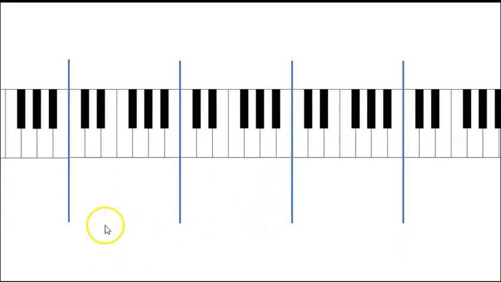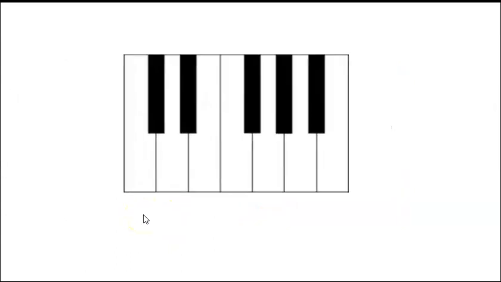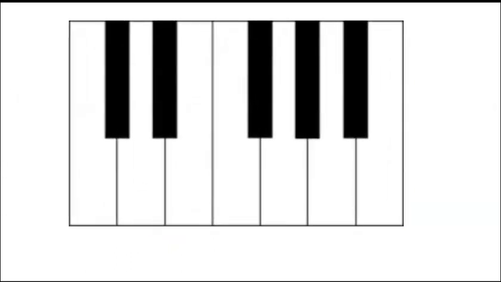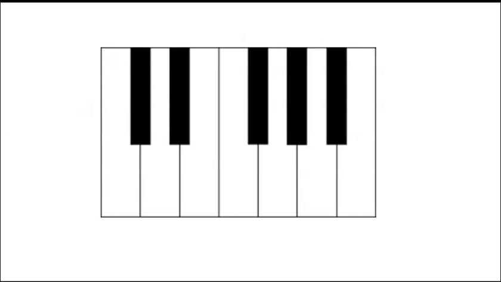Now, you can see the pattern. Now, the white keys in each pattern, there's 7 of them. 1, 2, 3, 4, 5, 6, 7, and then it repeats over again. So let's concentrate on one of those patterns. There we go. Let's zoom in on it, and let's check it out here.